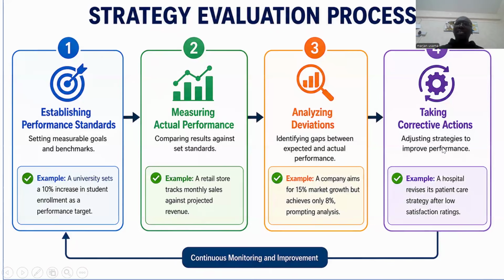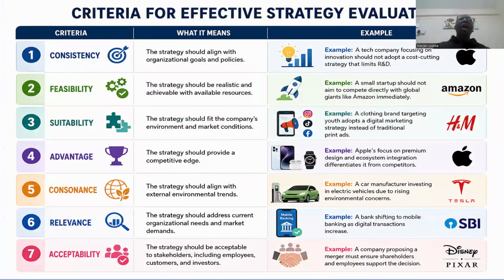So here, adjusting strategy to improve performance. This is the last thing. We are correcting the deviations. So we are trying to correct the mistake to ensure that in the next year, we achieve this 10%. So in brief, these are the 4. In some books, the process can even have 10 steps, 6 steps, 7 steps, but this is the summary of all the steps. Now, what is the criteria for effective strategy evaluation?